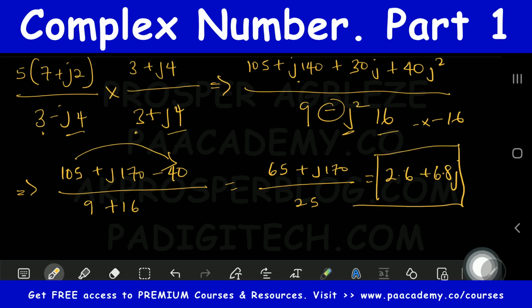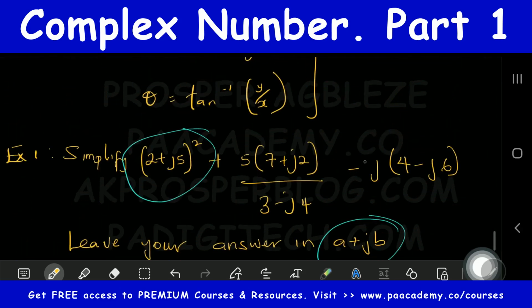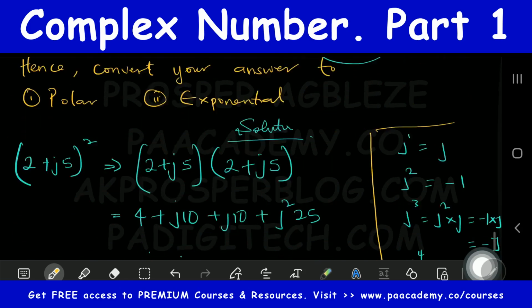Okay, after simplifying, now let's go back to the question again, so that we are left with this part here. Let's go ahead and simplify this other last part of it.